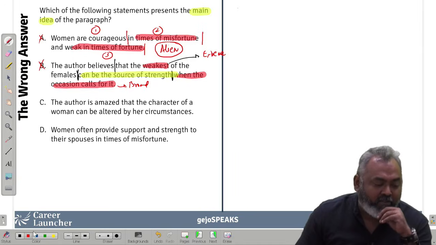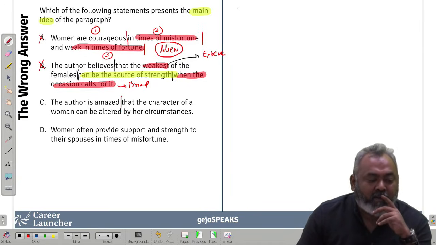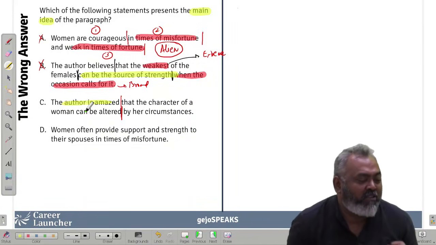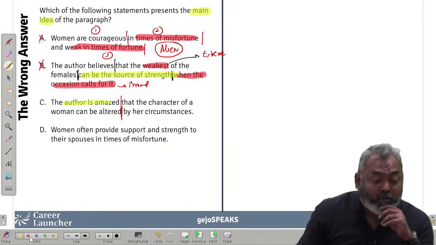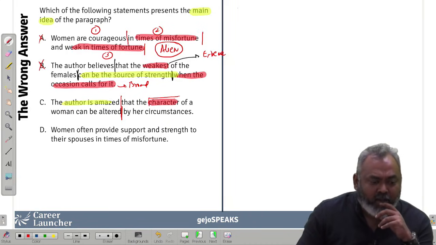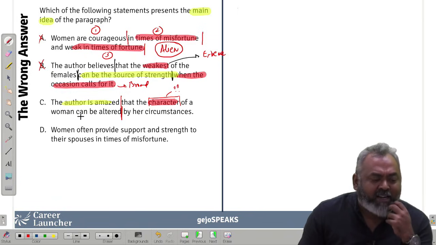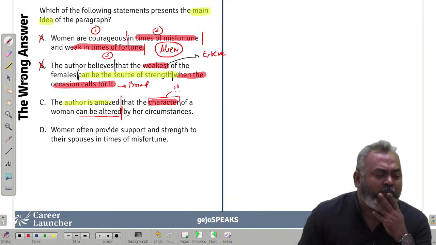So you have this one. The author is amazed that the character of a woman can be altered by her circumstances. I'm not too sure about this. Author is amazed, probably by the look of how he's written the passage. Maybe he's amazed, but definitely the problem is the word character. Women's character change. Is it a good word? I'm not too sure. And he says women's character can be altered. Now that's another problem with that answer choice.